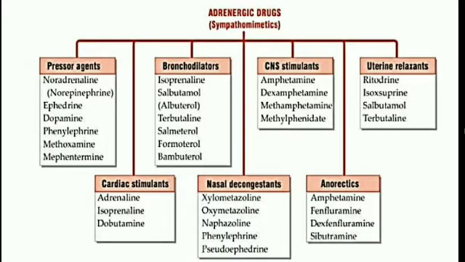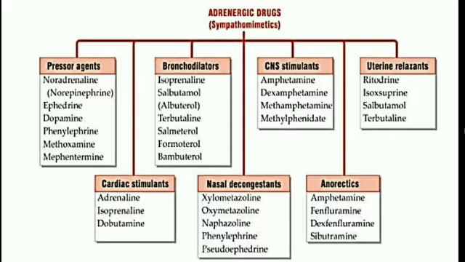Based on therapeutic use, they are classified into pressor agents, that means those which increase the BP, which include noradrenaline, ephedrine, dopamine, phenylephrine, methoxamine, methamphetamine. Then bronchodilators. These are the drugs which dilate the bronchi. They include isoprenaline, salbutamol, terbutaline, salmeterol, formoterol, bambuterol, and so on. Then CNS stimulants. They alert the CNS. They include amphetamine, dexamphetamine, methamphetamine, methylphenidate.